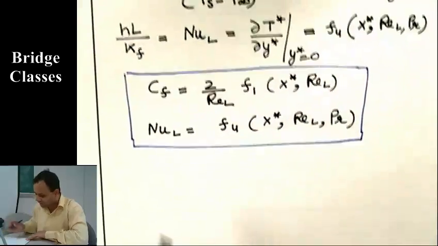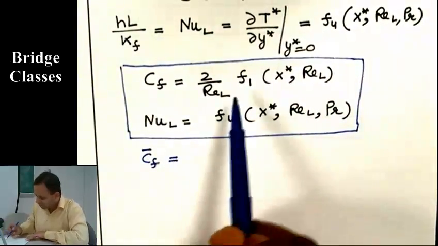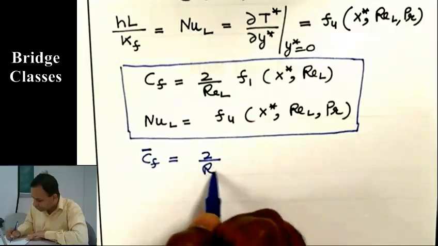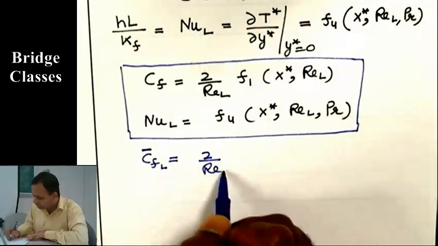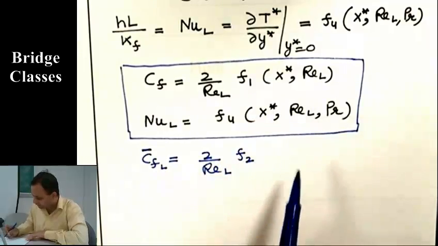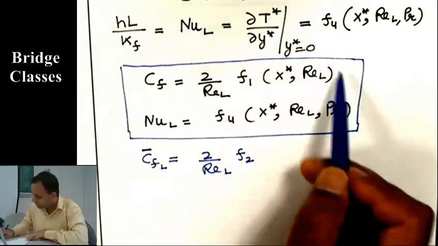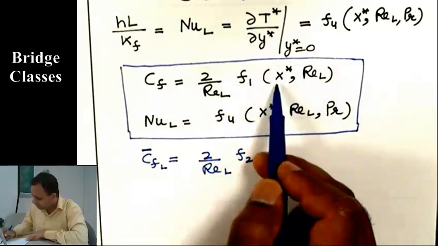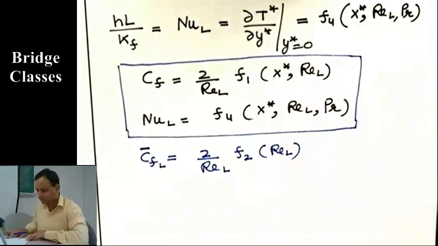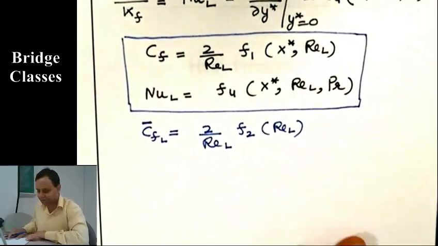And if you want to write average values, see, Cf average. So we are going to take an average of this. That will be 2 over Reynolds number times some function, let us call that f2. If you integrate this function over the length, there won't be any x star then, it will be some function of Reynolds number. So the average Cf depends only on Reynolds number. That's what we get.